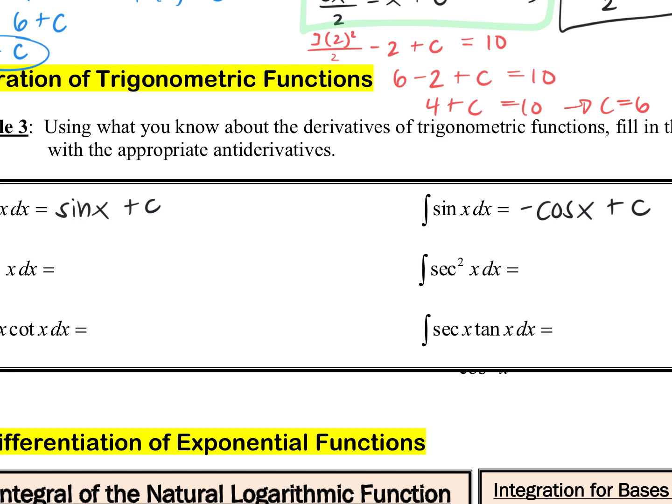Let's work our way down the second column there. What gives me the derivative equal to secant squared of x? Tangent of x plus c. What can I take the derivative of to get secant x tangent x? Secant x, yes, plus c.